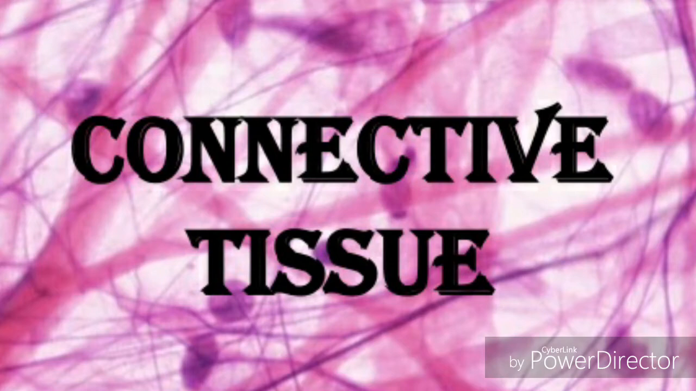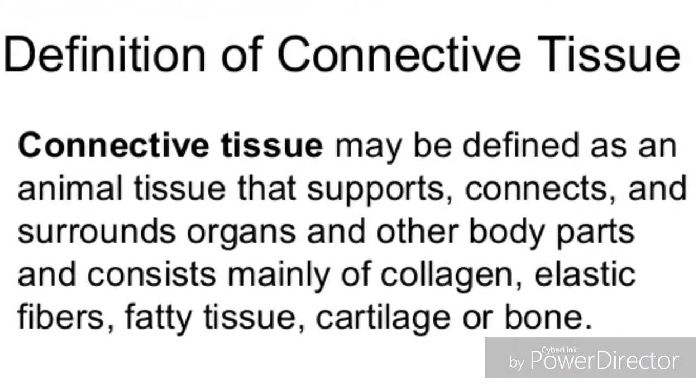Students, first, let us see the definition of connective tissue. Connective tissue may be defined as an animal tissue that supports, connects, and surrounds organs and other body parts and consists mainly of collagen, elastic fibers, fatty tissue, cartilage, or bone.